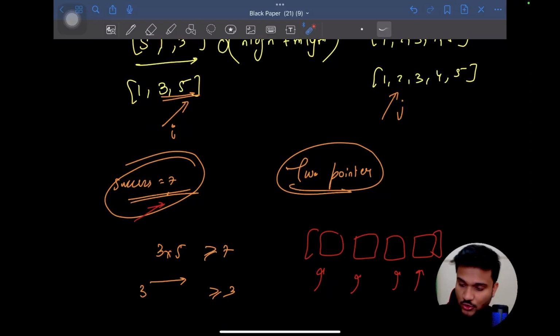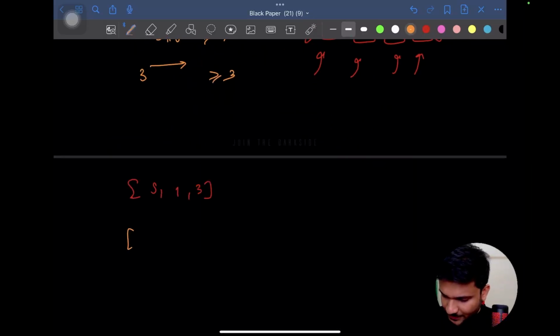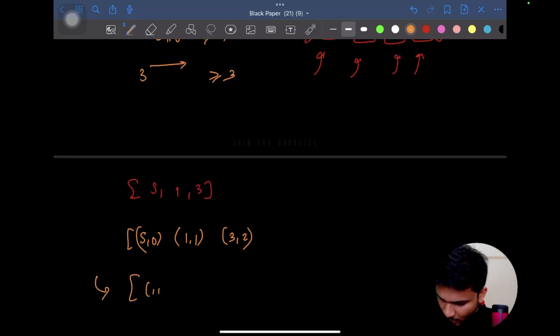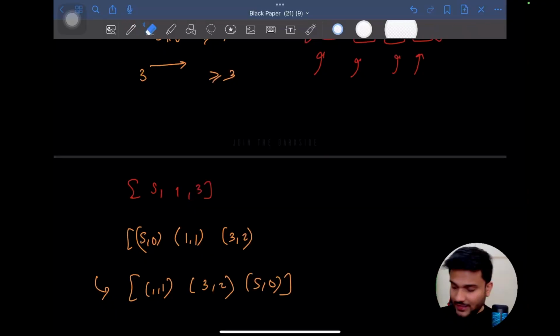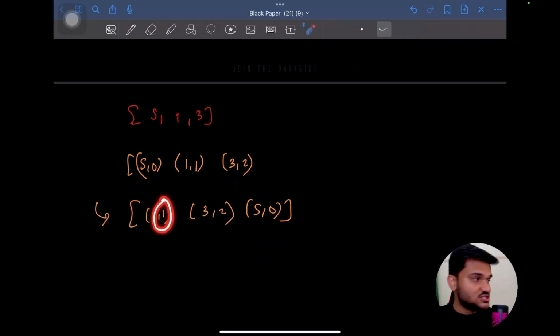In order to remember the original order, what you can do is, you have 5, 1, 3. You can make it 5, 0, 1, 1, 3, 2. That is value, index. And then you can sort it: 1, 1, 3, 2, 5, 0. And now, because you have access to the index which it was present at, you can maybe formulate your solution.